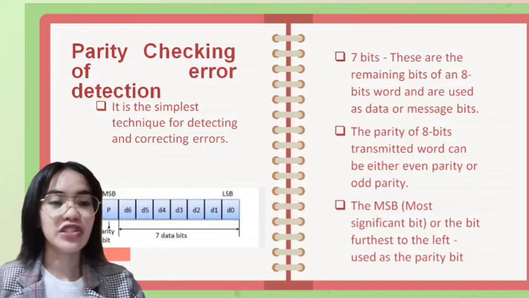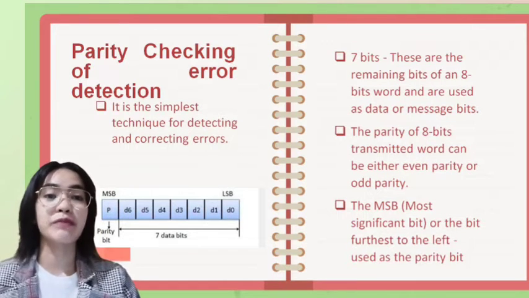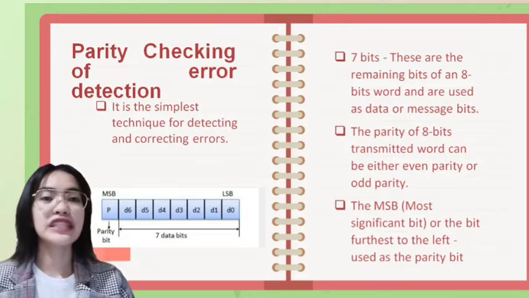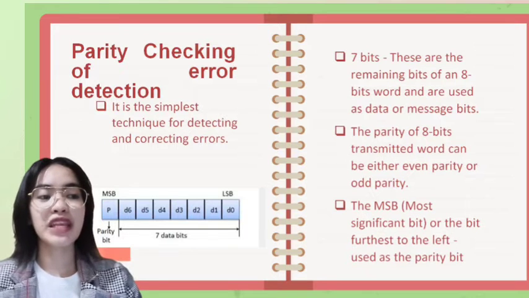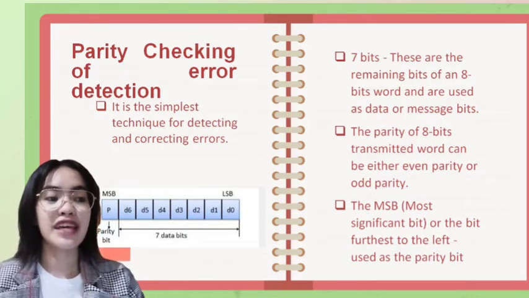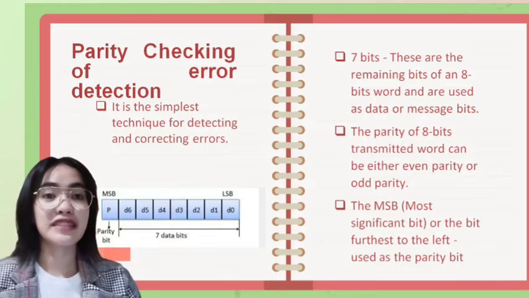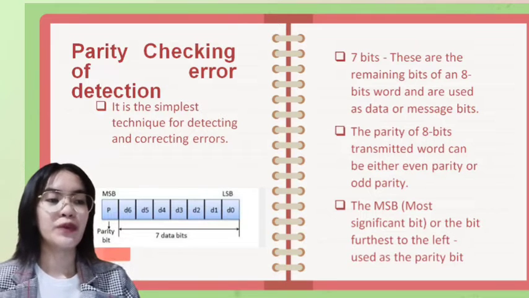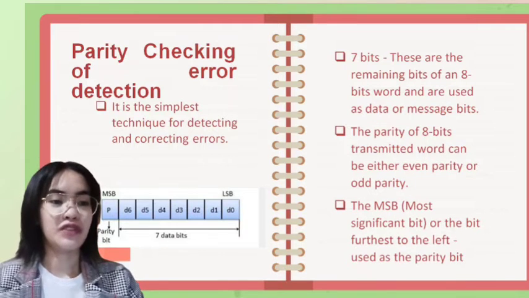We have here the image, with the MSB, the most significant bit, and the LSB, the least significant bit. We have the P, which stands for the parity bit, and the 7 data bits, which are D6, D5, D4, D3, D2, D1, and D0. These are the remaining bits of an 8-bit word and are used as data or message bits. The overall data in the image is called an 8-bit word because we have 7 data bits and 1 parity bit. These 7 data bits are the original message from the sender, just like what I've said earlier.